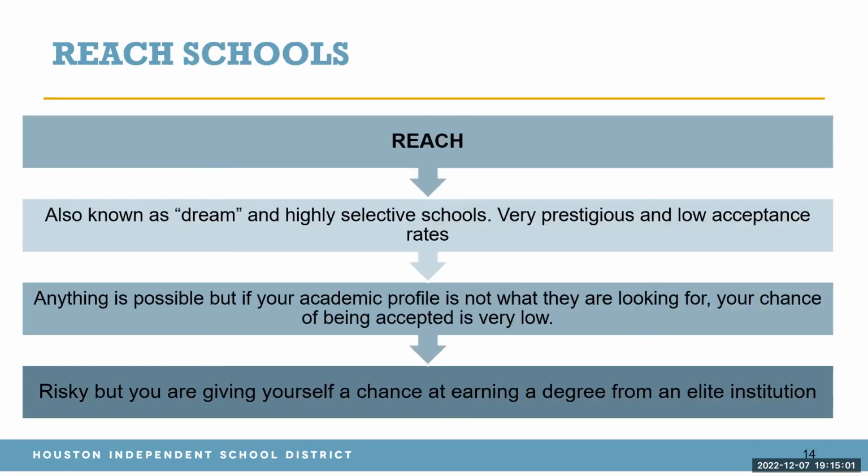And then reach schools. These are typically referred to as your dream schools. These are schools that are also highly selective, they're prestigious, and they do have low acceptance rates. So it could be a matter of a student having a perfect score, a 1600 on the SAT, ranking pretty high in their senior class, but these are institutions where they have committees. And so they're looking at stuff and everyone's making a decision on, hey, have you read their personal statement? They make connections and stuff like that.